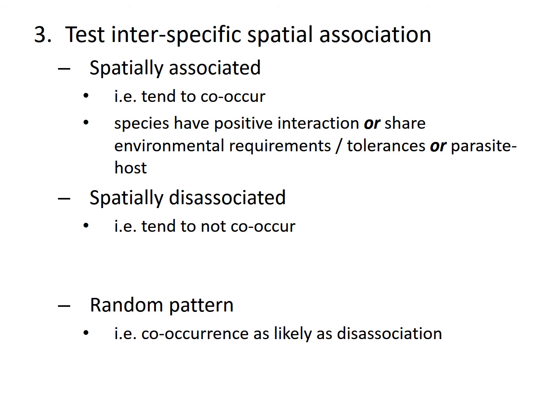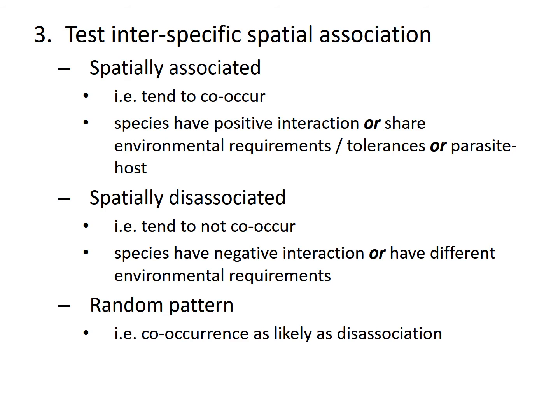Spatial dissociation occurs when species tend to not co-occur, in other words, they occur in different places. And this could represent species having negative interactions, for example, strong competition, or it could also represent species having different environmental tolerances. So we wouldn't, for example, expect to see succulents and wetland plants co-occurring. So there we would see spatial dissociation. We might also see a random pattern where co-occurrence of species is just as likely as them not co-occurring. And this suggests either that species have little effect on each other, or at least that the net effect, where the positive and negative interactions are balanced out, is close to zero.